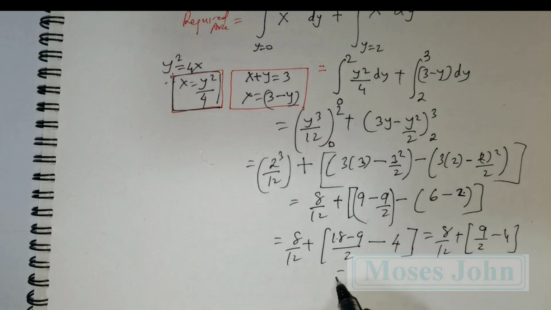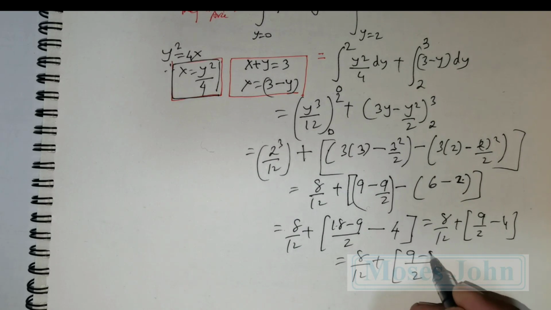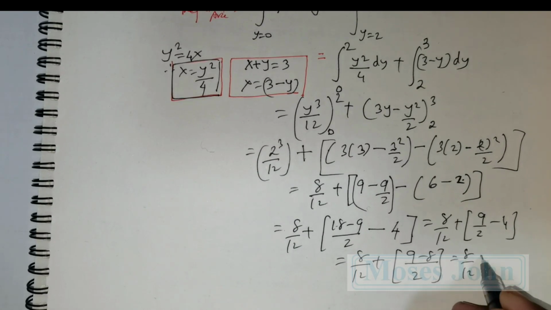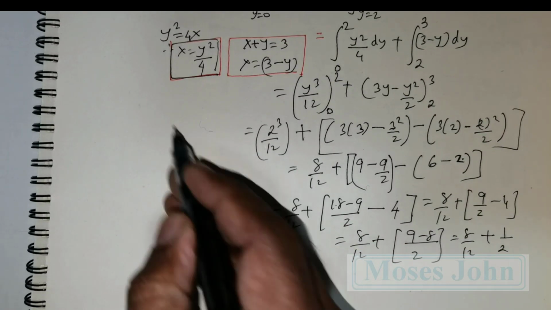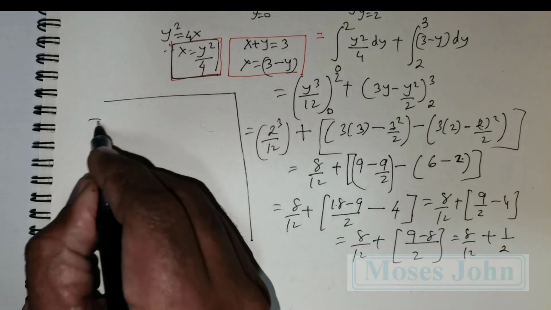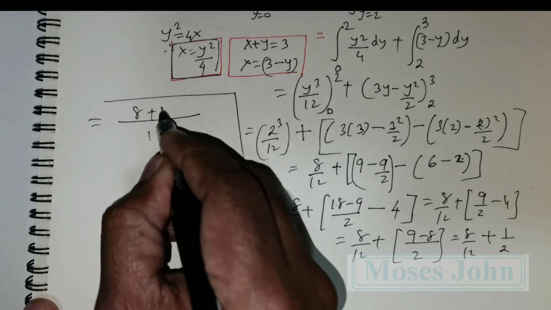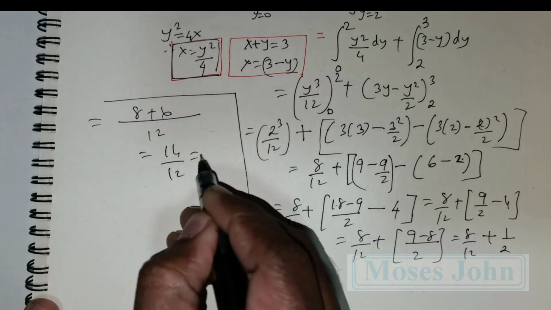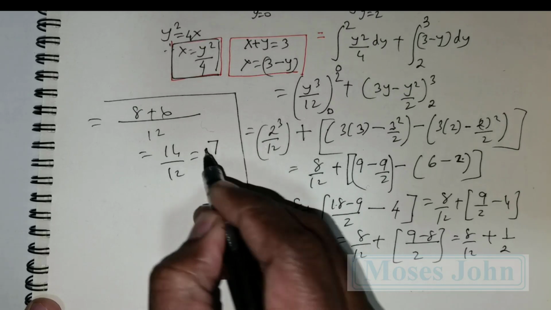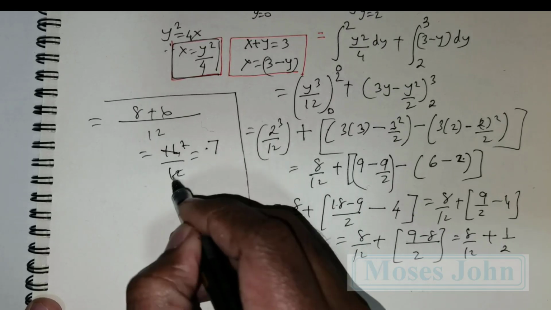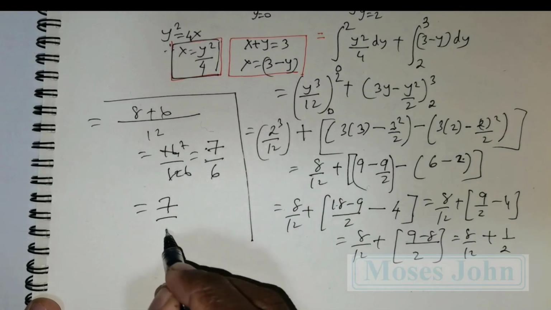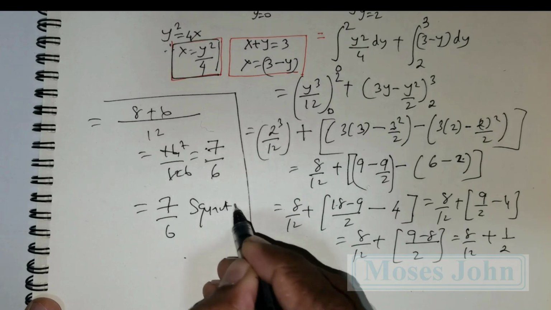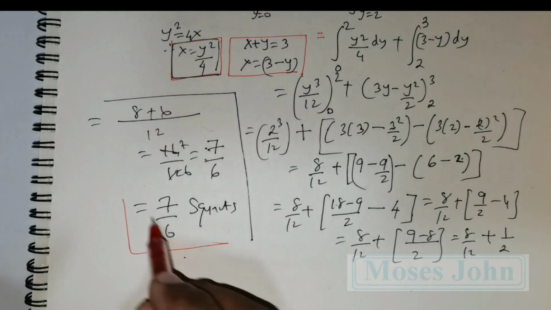which is equal to 8 divided by 12, positive. I take the LCM as 2. This will give me 9 negative 8, which is 8 over 12, positive 1 over 2. If I were to take the LCM, let me use the space here, LCM as 12, I would get 8 positive 6, which is 14 divided by 12, which will be 2 divides here 7 times, 2 divides here 6 times. So 7 over 6 will be the answer. So final answer is 7 over 6 square units. And you can box the result.